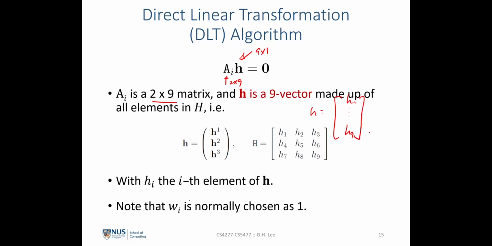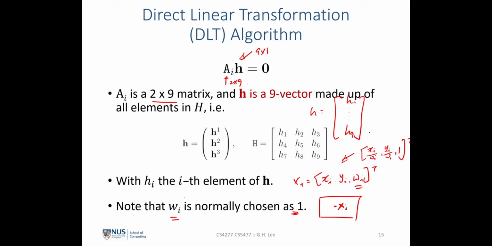And note that in our expression, the correspondence x_i equals (x_i, y_i, w_i) transpose, a homogeneous coordinate of the point x_i in my image. The w over here is normally chosen as 1. This means that I'm going to normalize, dividing by w throughout here, such that I will get (x_i divided by w_i, y_i divided by w_i, 1) transpose.